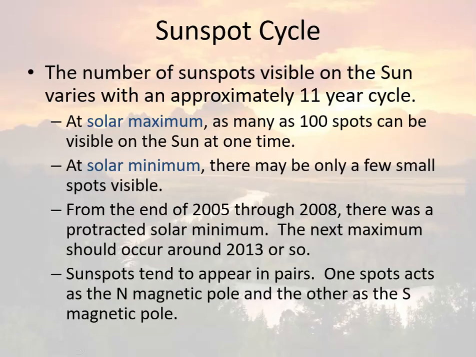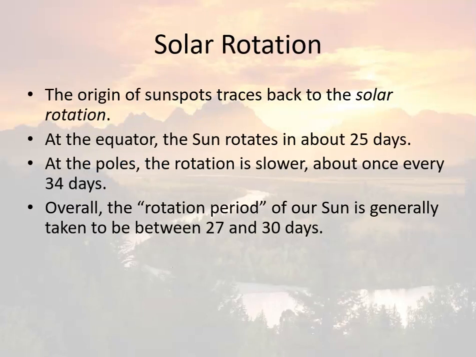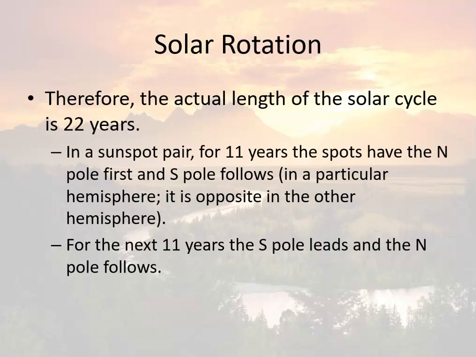So the sunspot cycle, as I mentioned before, is an 11-year cycle, but there is actually a 22-year cycle as well. Now, why do these cycles occur? The sun, as we mentioned, rotates. We also mentioned that it has differential rotation, in that the equator rotates around faster than the poles. And by faster, I mean that the period of rotation at the equator is shorter than around the poles. So around the equator, it rotates about once every 25 days. Around the poles, it's about once every 34 days. So the actual length of the solar cycle is 22 years.